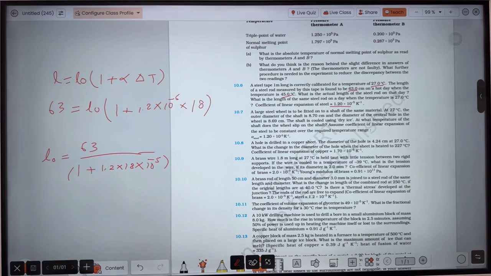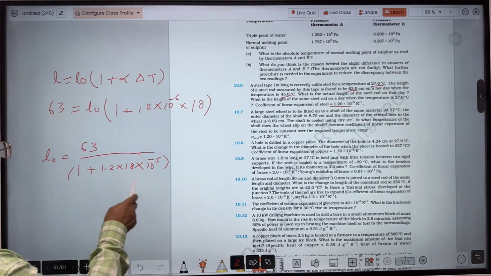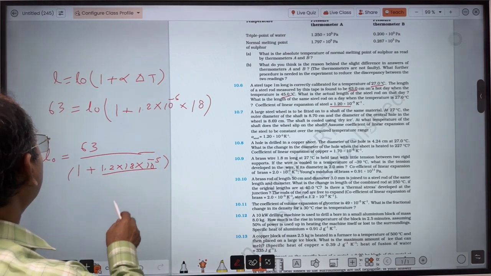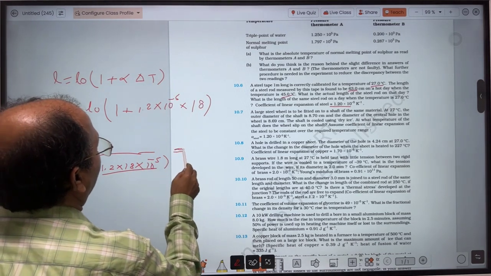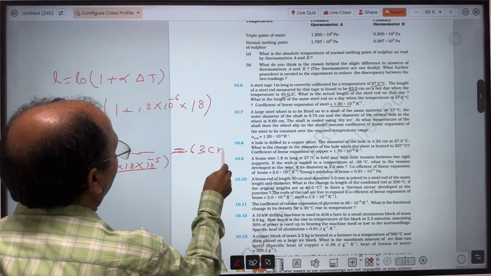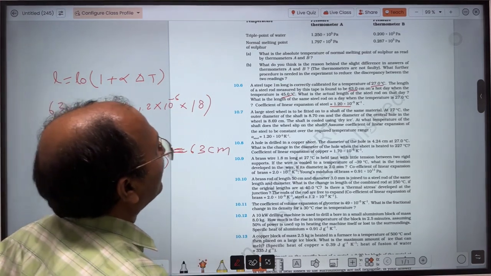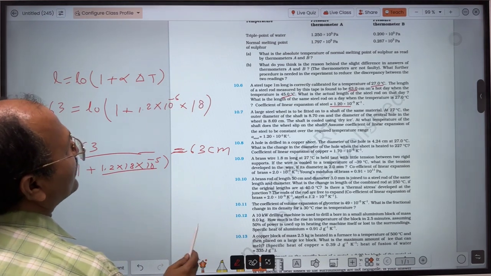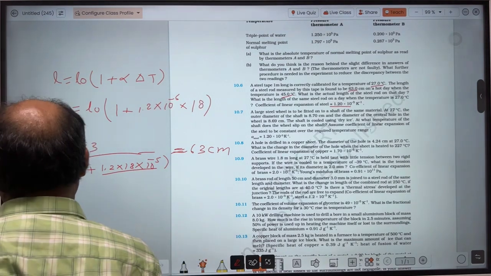So it will be around 63, because the temperature difference, this value will be very small. So there is almost a very slight change. So it is roughly equal to 63 centimeter, right? So this is simple. There is no considerable increase in length, so that is why the calculation is almost the same.